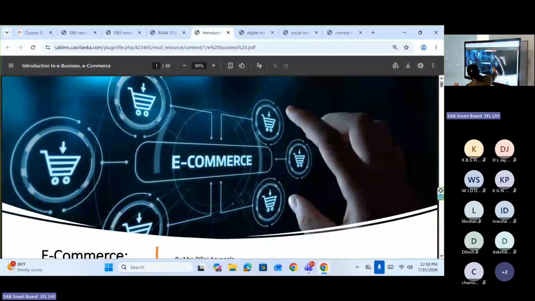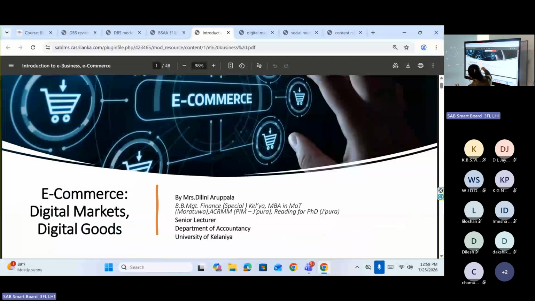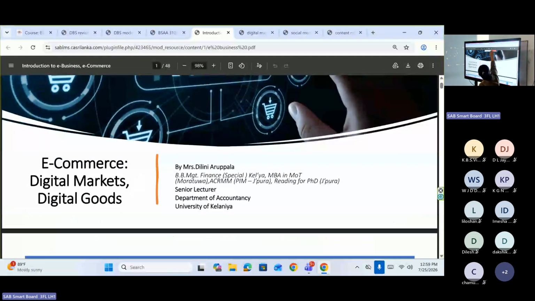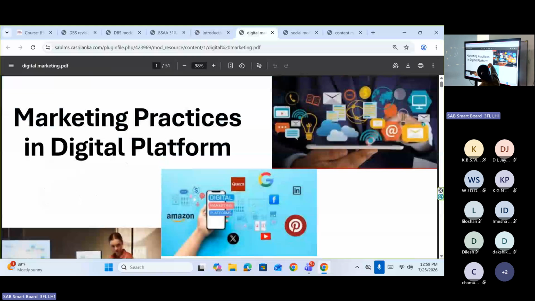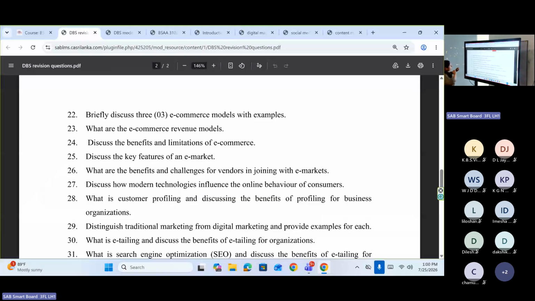Yes. So this lesson, e-commerce lesson, gives you answers for the questions starting from the 22nd. And then thereafter, we were talking about digital markets. And the rest of the questions, you can find answers from that outline. Yes, 25 to 30. What are the benefits and challenges for vendors joining e-markets? Being a vendor, what are the goods and bads that you experience in virtual markets?